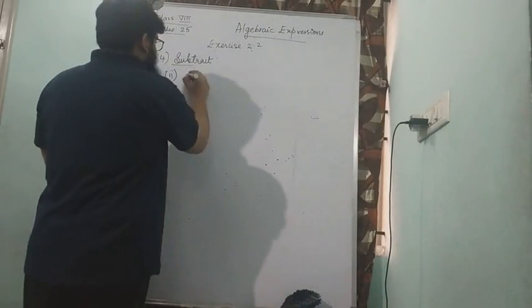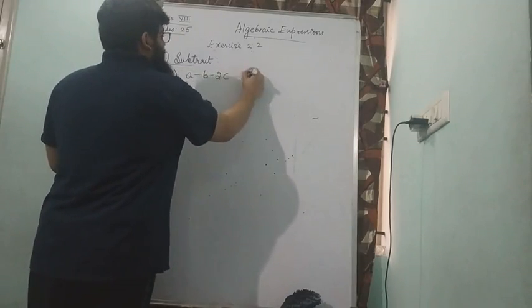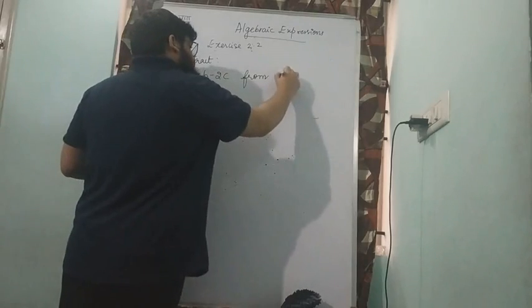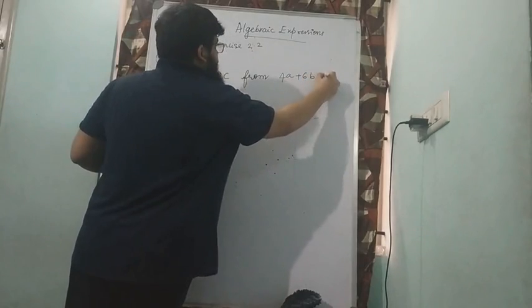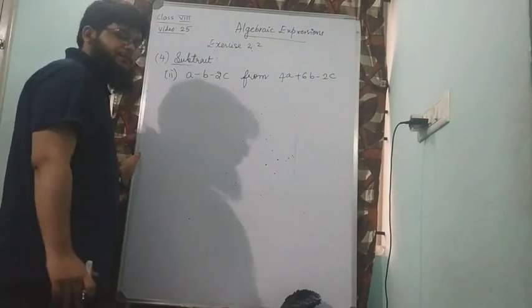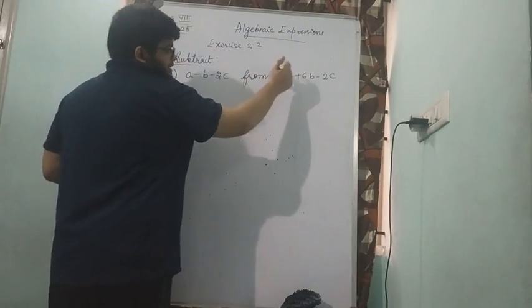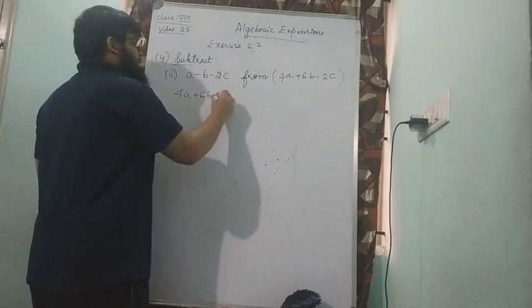So subtract a minus b minus 2c from 4a plus 6b minus 2c. Same rule we will follow. We will see what has come after "from". So I will write this part first. 4a plus 6b minus 2c.